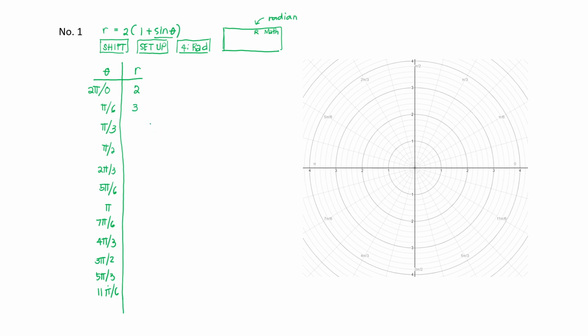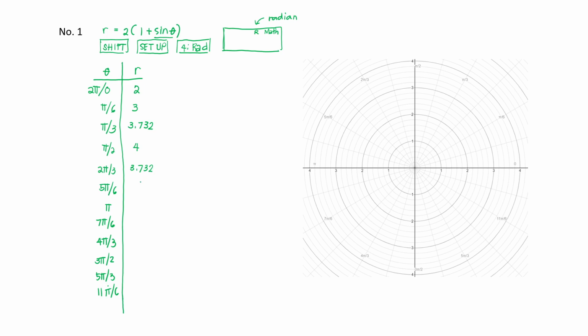Then pi over 3 or 60 degrees. So input it in the calculator, that is 3.732. The next is 90 degrees or pi over 2. So input it in the calculator, that will be 4. The next is 120 degrees or 2 pi over 3. So that will be 3.732 again.